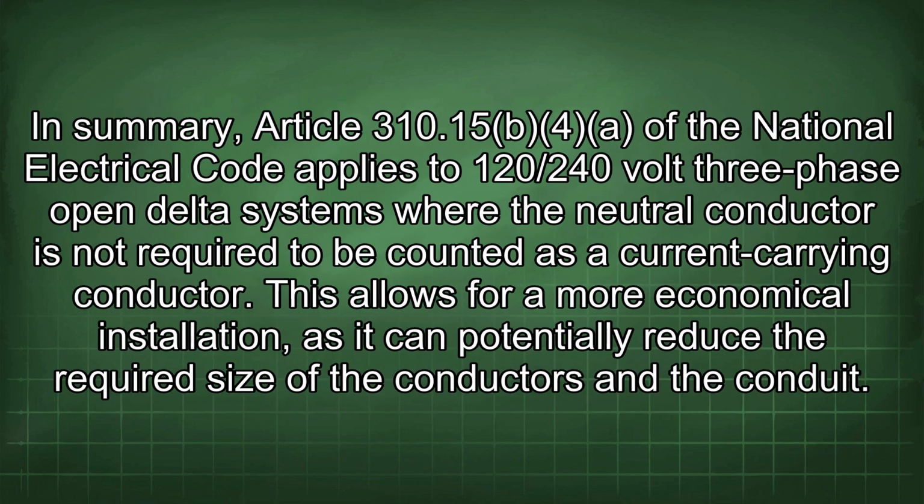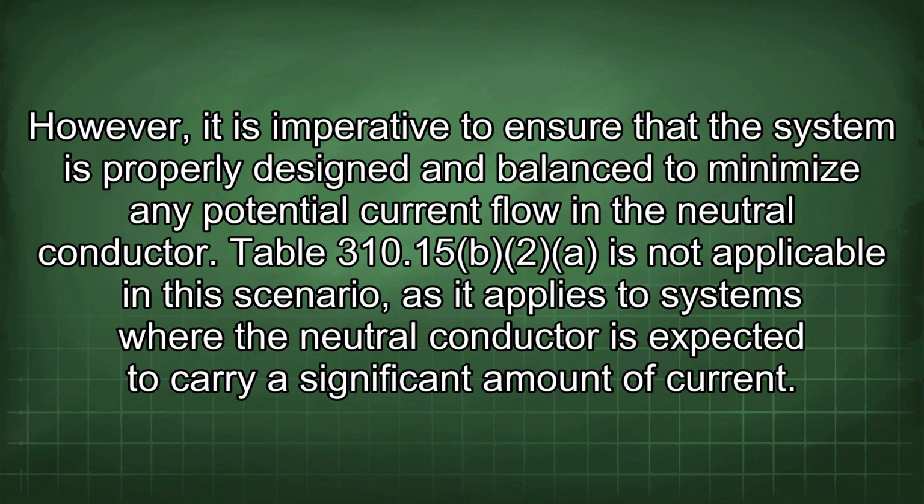In summary, Article 310.15(B)(4) of the National Electrical Code applies to 120/240 volt three-phase open delta systems where the neutral conductor is not required to be counted as a current carrying conductor. This allows for a more economical installation, as it can potentially reduce the required size of the conductors and the conduit. However, it is imperative to ensure that the system is properly designed and balanced to minimize any potential current flow in the neutral conductor.